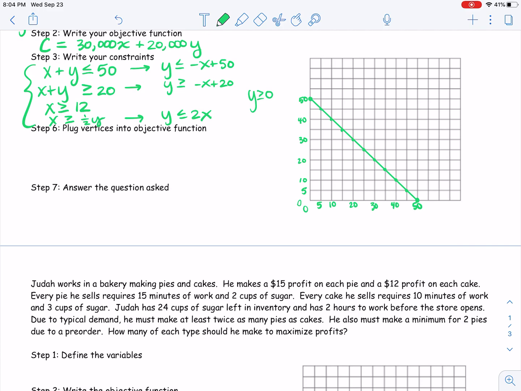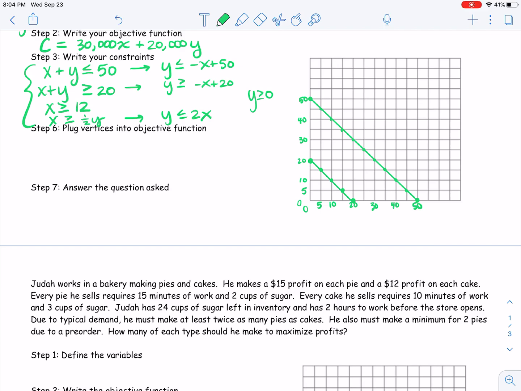Y is greater than or equal to negative x plus 20. So 20, negative x slope, solid line again, but this time I'm shaded above. So if I'm keeping track, as of right now, my shading is in the middle. This is no longer, right? Because it has to be for both.